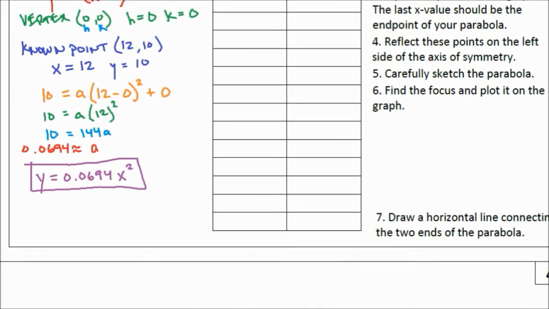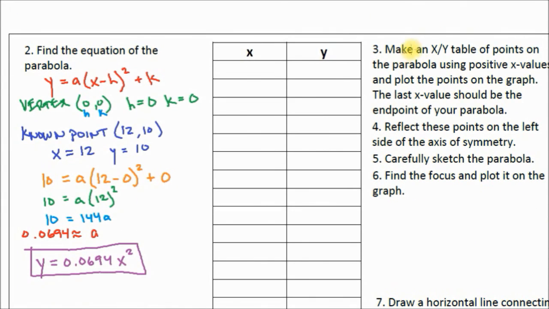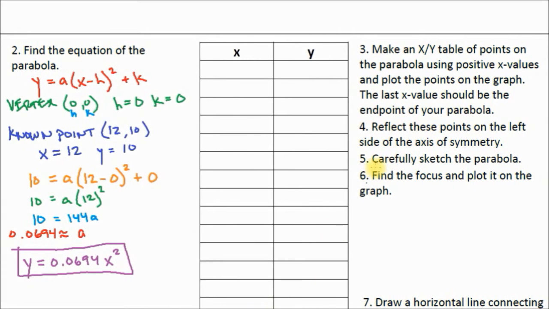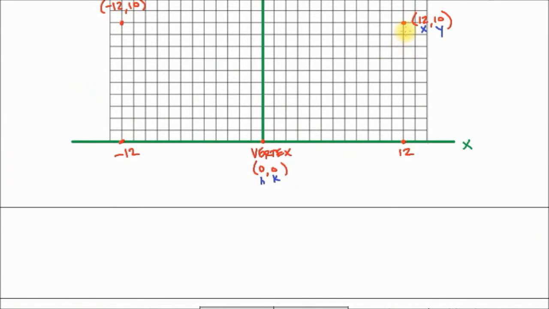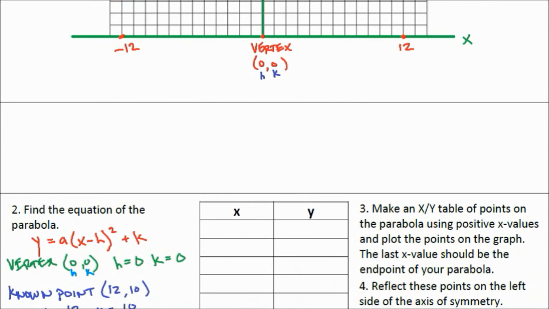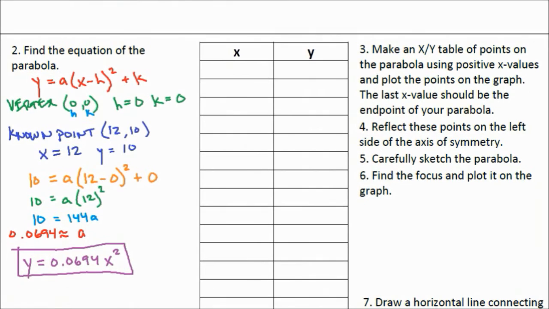Let's see what the next step is. Number 3, make an xy table of points on the parabola using positive x values and plot the points on the graph. So all we're doing in the next step is we're going to fill out these points here so we can get a perfect curve for our parabola for our solar cooker. Alright, so here we go. We got to go quick on this.